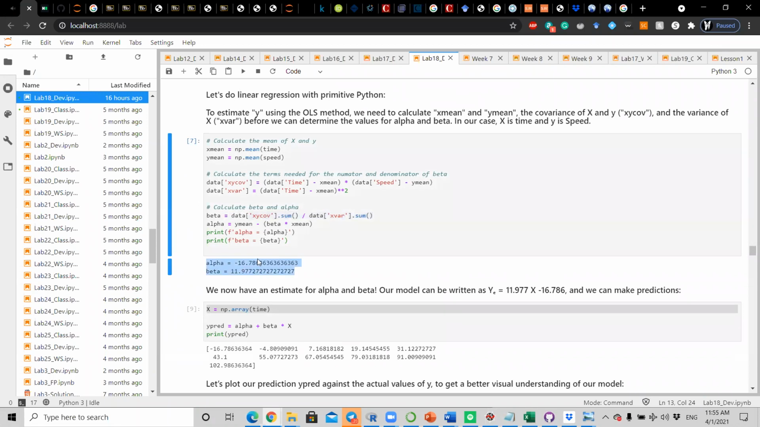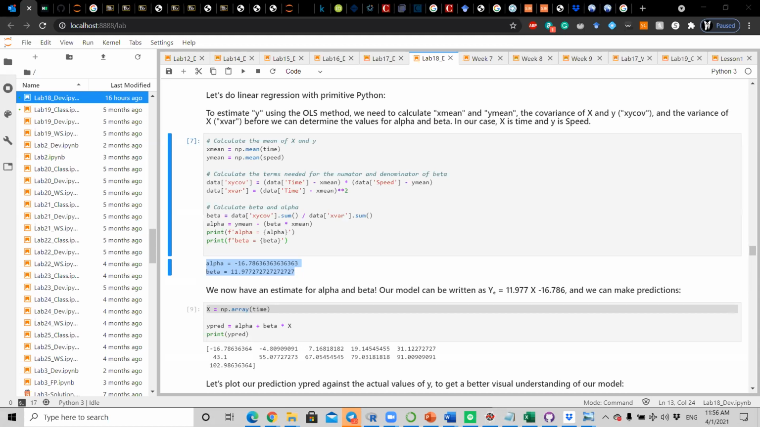So which one was the slope? Which one was the intercept? Beta was the slope, alpha was the intercept. Okay. When you have a slope of 11.98, what is the meaning of that? Does that tell us anything? For every 1 increase to our x, our y increases 11.98.